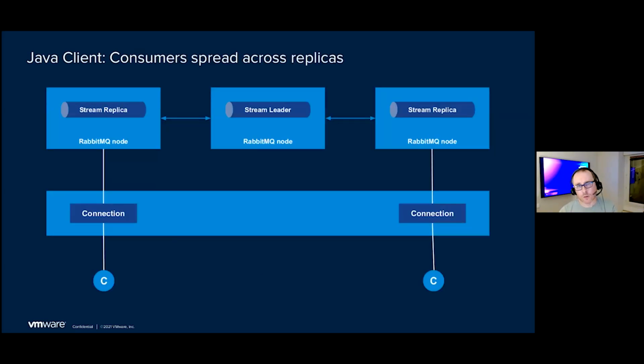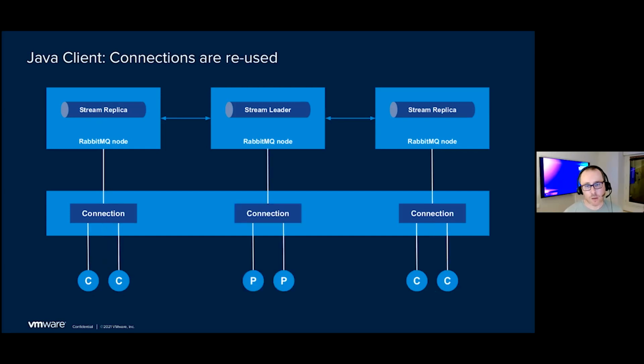And the client will try to spread consumers across replicas, so creating new connections to the appropriate nodes. And connections can also be reused when you have streams which are on the same nodes for consumers. The client will try to reuse the same connections. So all this connection intelligence is actually managed by the client under the covers. We don't want developers to deal with that.